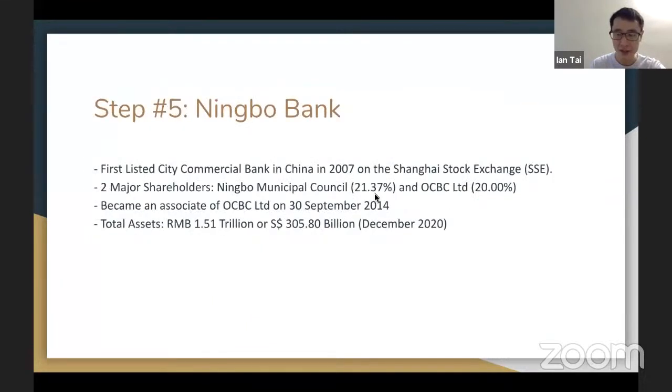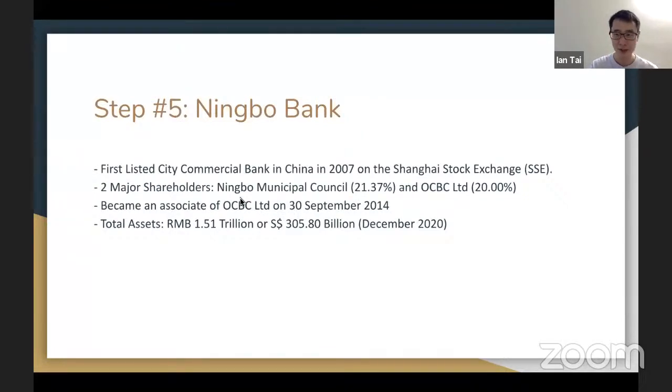Now we are going to move into step number five, where we're going to talk about Ningbo Bank. OCBC owns a 20% share in this bank. It's the first listed city commercial bank in China, and it was listed on the Shanghai Stock Exchange in 2007. OCBC Bank made an investment into it, and they became an associate starting on 30th September 2014.